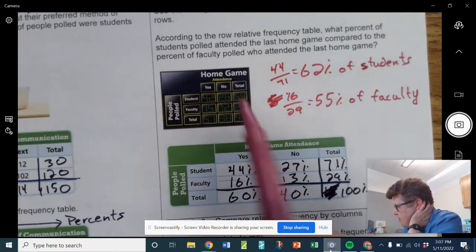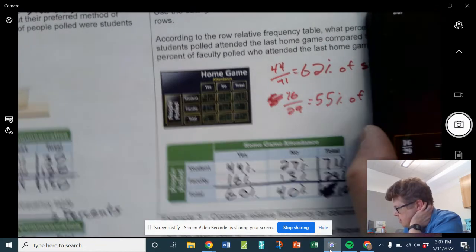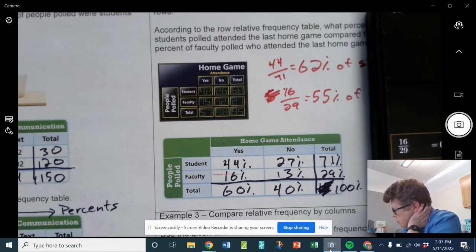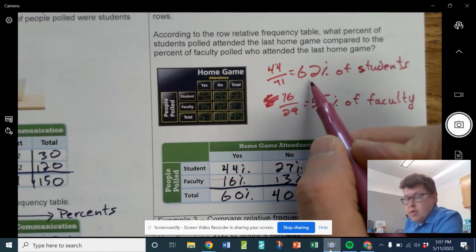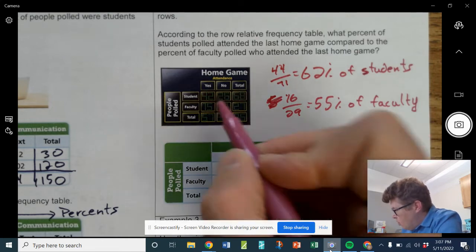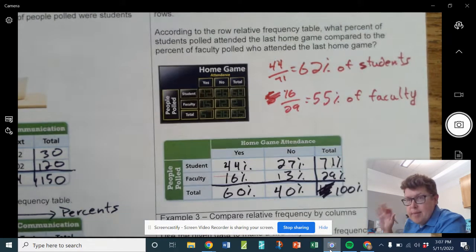let me double check my math is correct. 44 divided by 68, I should get 62, right? 42 divided by 68. Sorry, I just want to double check my math real quick, make sure I was doing this correctly. Okay, 62%. Yep, okay, cool. Because you could get that 62% by either doing 44 divided by 71 or 42 divided by 68. It's going to give you the same number.